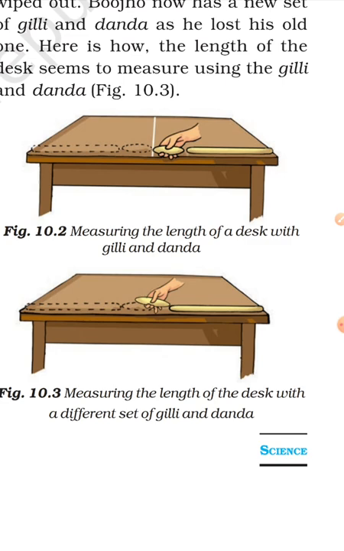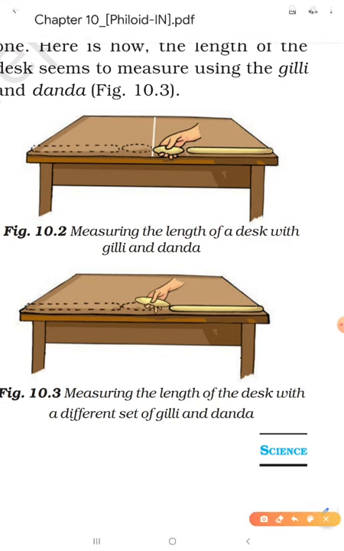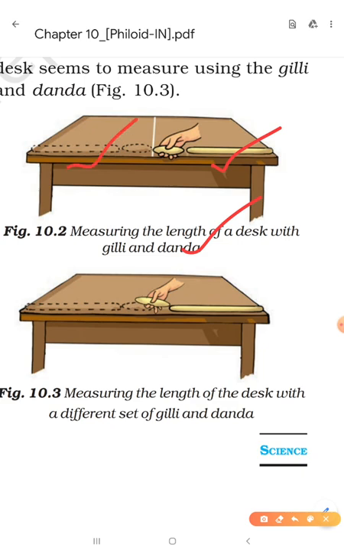it is equal to two dandas length and two lengths of the gilli. In the first one you can see one danda and two gilli. It seems to have a length equal to two danda lengths and two lengths of the gilli. Drawing a line in the middle of the desk leaves each of them happy with half of the desk, equal to a danda and gilli in length. After a few days, the marked line gets wiped out.